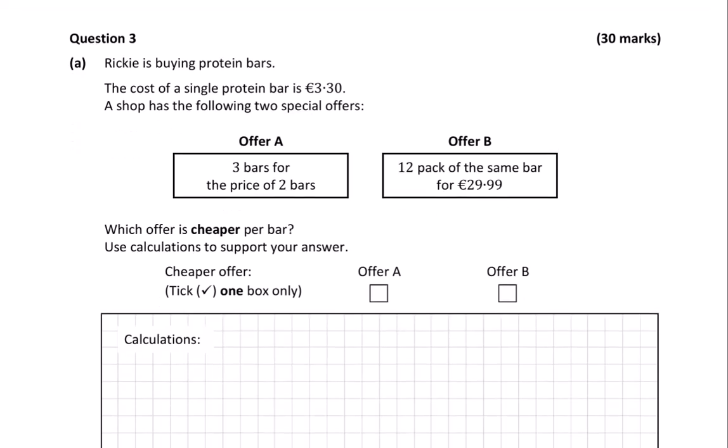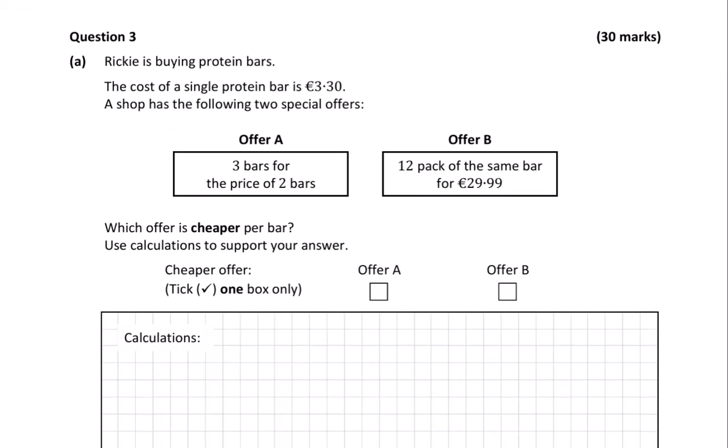Okay, next question. Question 3. Ricky is buying protein bars. The cost of a single protein bar is $3.30. The shop has the following 2 special offers. In offer A, 3 bars for the price of 2. In offer B, a 12 pack of the same bar for $29.99. Which offer is the cheaper per bar? Use calculations to support your answer.